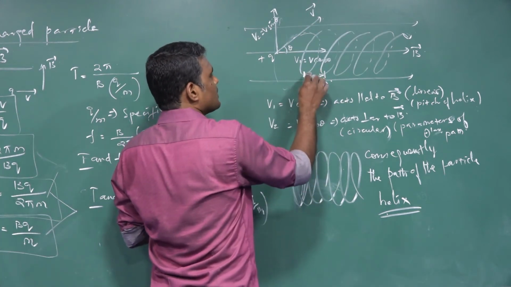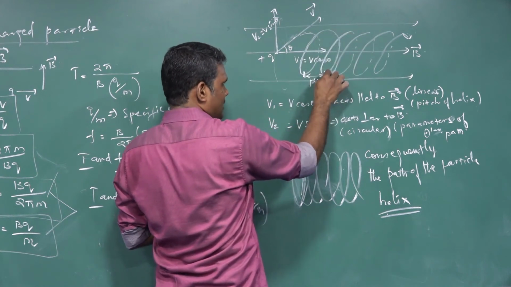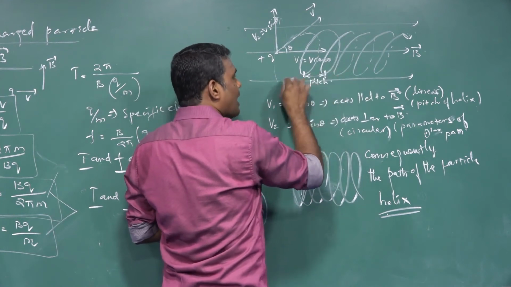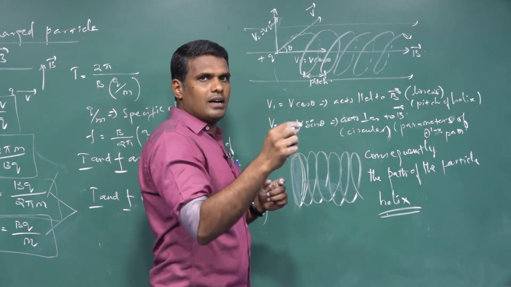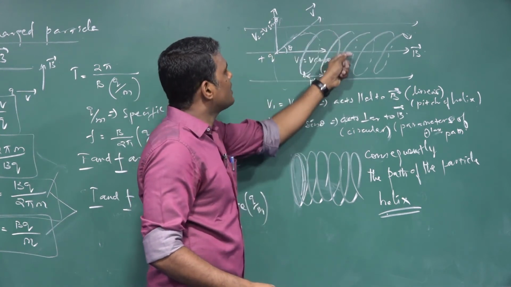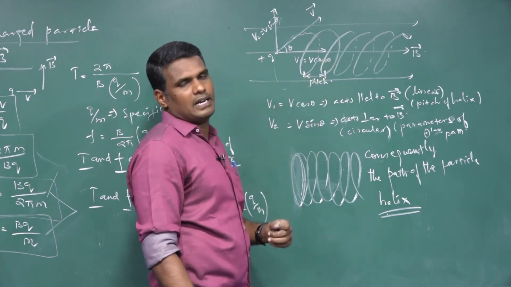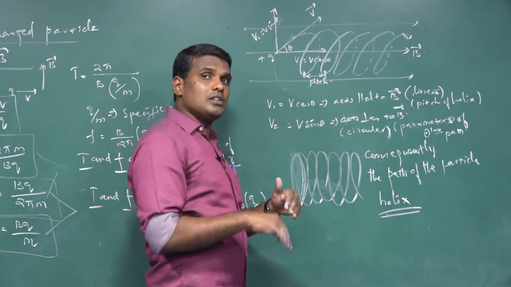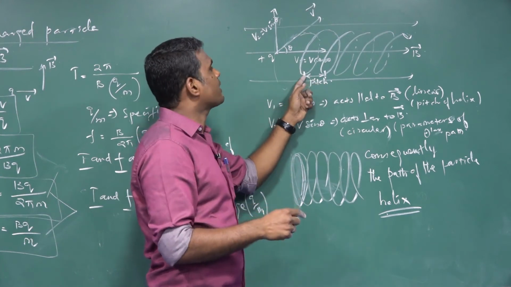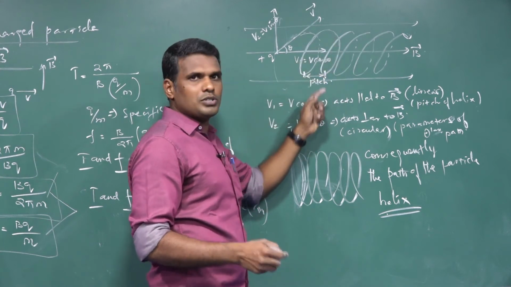You can just consider here. If the charged particle starts from here and completes one revolution, reaching the same point but shifted through some distance, the distance traveled horizontally, or linearly, when the charged particle describes one circular revolution is called the pitch. That is called the pitch of the helix. Or in other words, the pitch of the helix is the linear distance covered by the charged particle when the particle completes a revolution in a time period T.